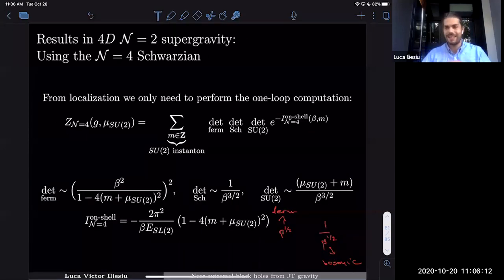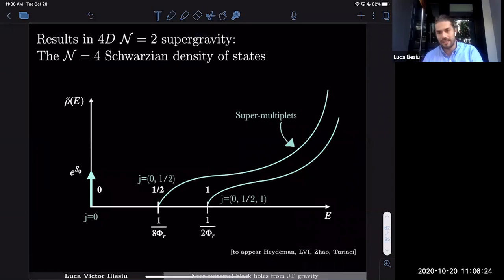And miraculously, you can actually end up doing this sum analytically and finding the final result as a function of the energy. And the plot looks like this. So here I plotted the density of states for various supermultiplets of the theory. This is the density of states for the ground state supermultiplet. And that density of states just gives you a delta function. That's very different from the previous result, which had no delta functions in the density of states.